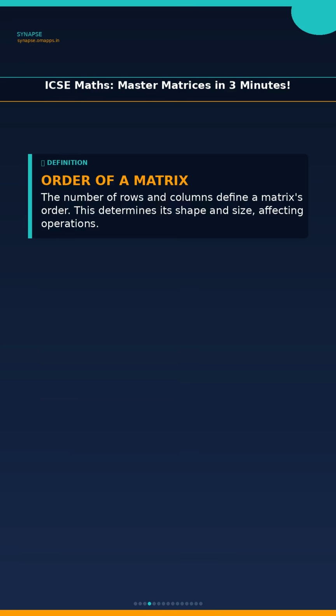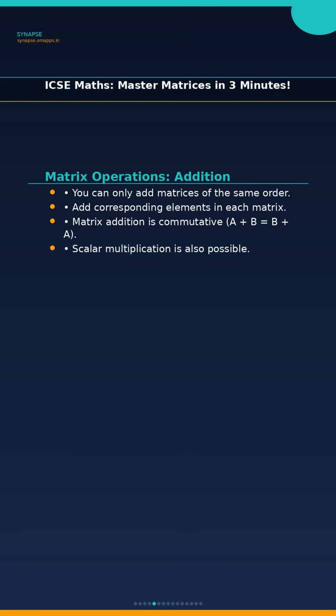It's easy. Okay, so the order of a matrix tells us how many rows and columns there are. Knowing the order helps us figure out if we can add or multiply matrices. Think of it as the matrix's address. Now let's get into some operations.